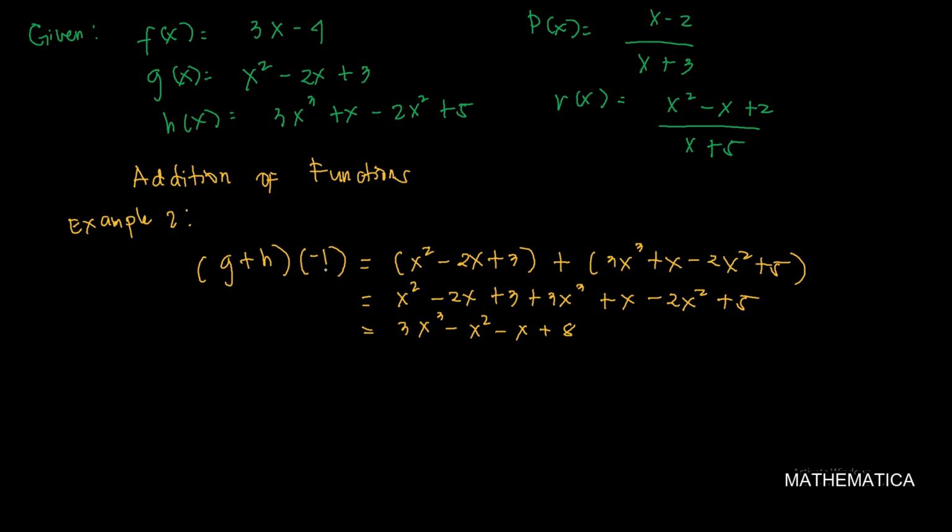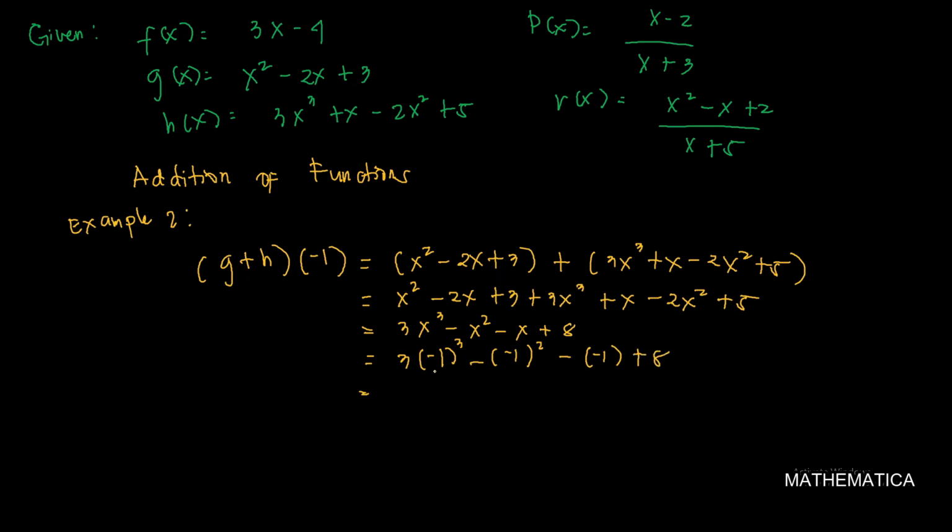So, since we have a value of x here, we have to substitute that in our answer after we get the sum of g plus h. So, let us substitute negative 1 for all the values of x. So, we will have 3 multiplied by negative 1 cubed minus negative 1 squared minus negative 1 plus 8. So, simplify natin siya.